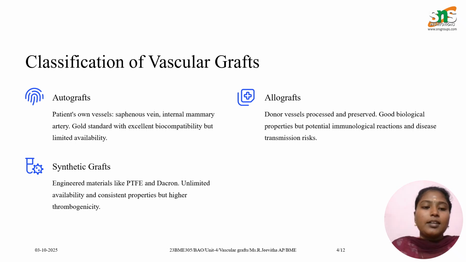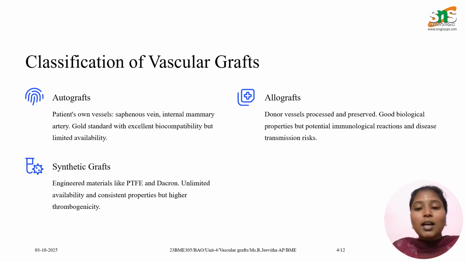Classification of vascular grafts. The first one is autografts. These are from the patient's own vessels, used to replace damaged tissues. Mostly the internal mammary artery is used to replace the damaged arteries, and it has excellent biocompatibility because it is a natural artery, so it is very good for the patient.